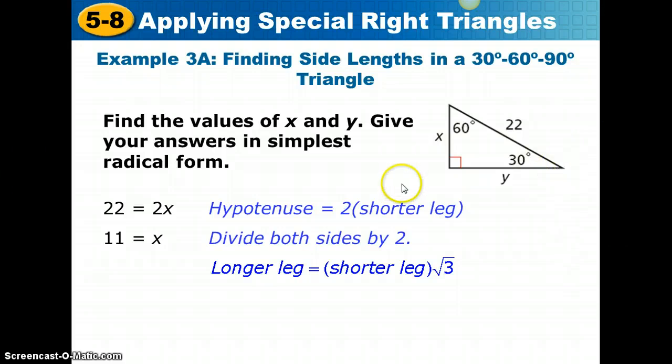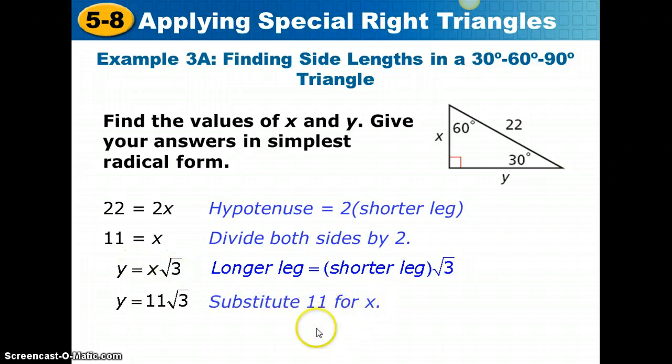Now to find the longer leg: the longer leg equals the shorter leg times the square root of 3. Well, the shorter leg was 11. So when I say y equals x root 3, because the longer leg equals the shorter leg times the square root of 3, I can substitute 11 for x. So y equals 11 root 3. And that is in simplest radical form, so that is your answer for y.